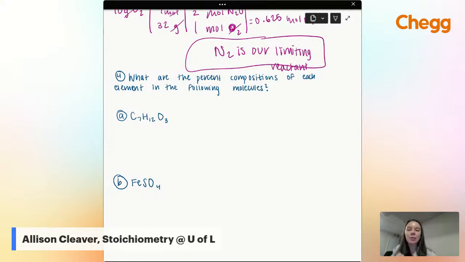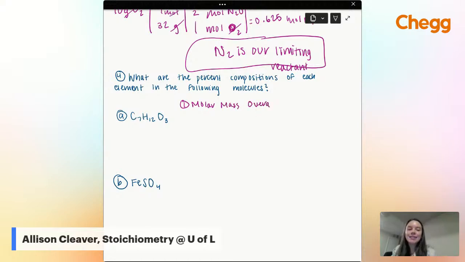Let's find the percent composition of each element in the following molecules. So we have C7H12O3. Now, the first step in this is to find the overall molar mass. We're going to do A together, and B you're going to do on your own, so we're going to challenge you to see how much you have learned from doing A. So pay close attention. First, we want molar mass overall.